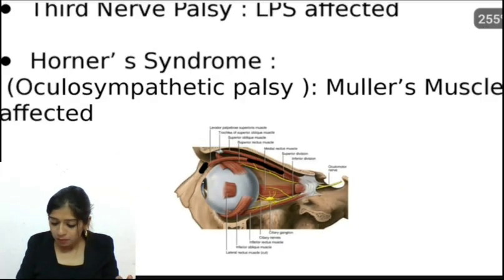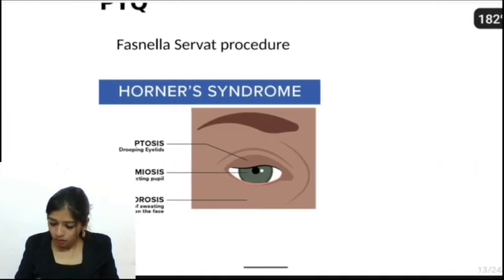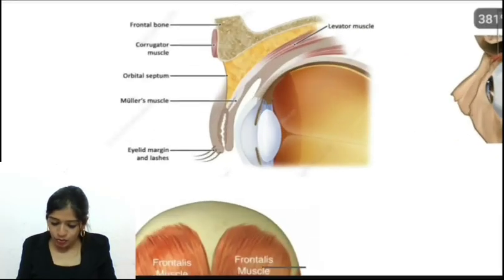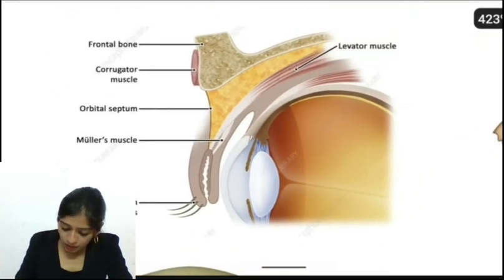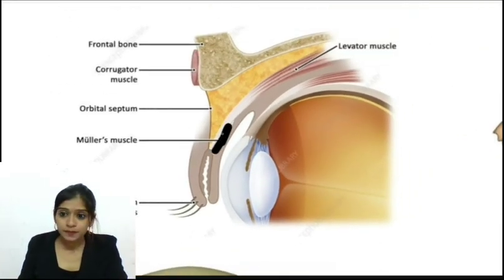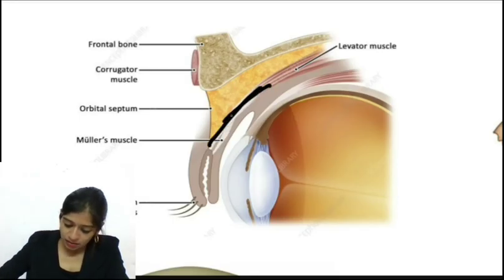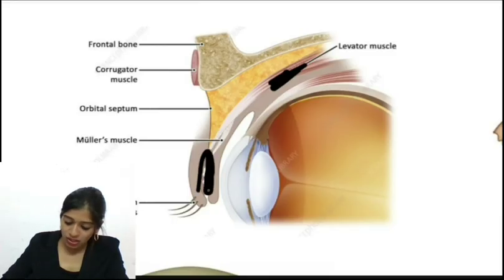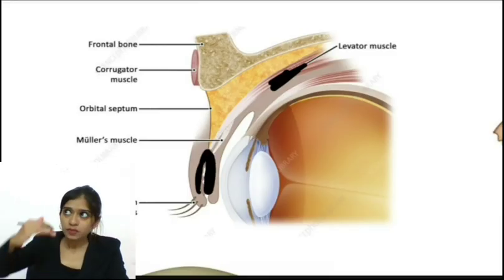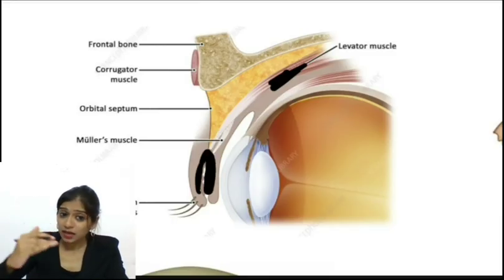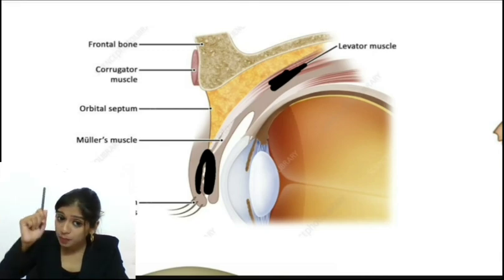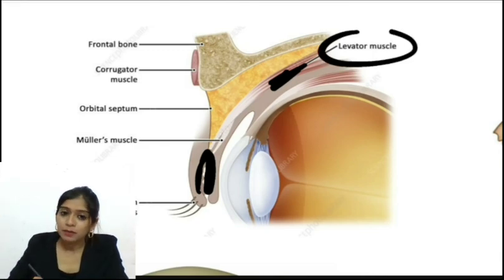Below this levator palpebrae superioris we have another muscle. This muscle here is called Muller's muscle. Now remember, both the muscles are attached to the upper eyelid. So the reason the upper eyelid stays elevated is these two muscles. Which is the major, primary muscle? Levator palpebrae superioris.